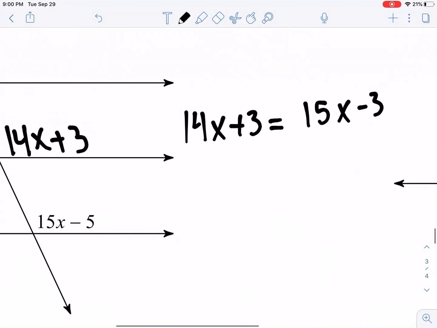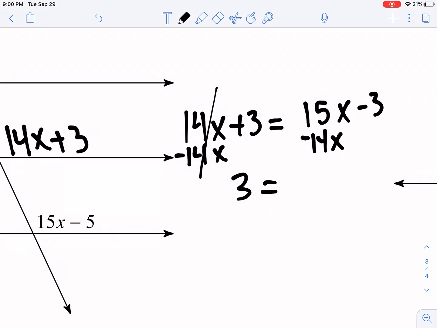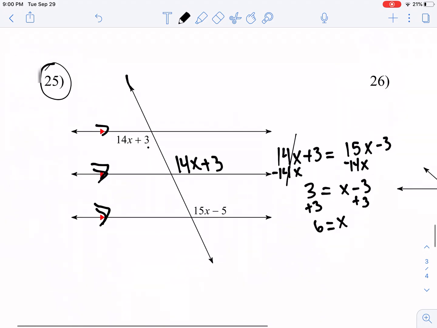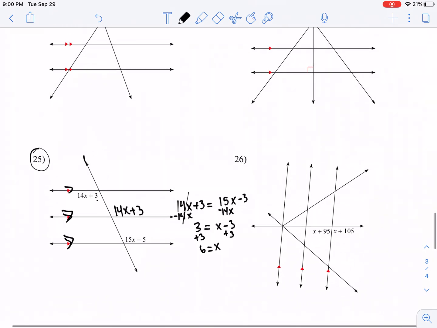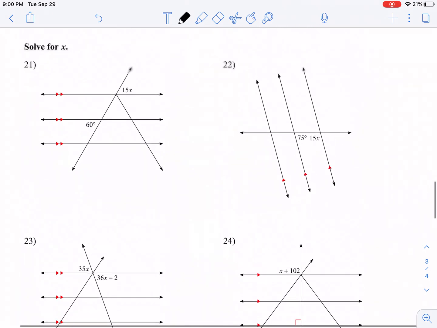Okay, so now solving for x, let's move our x's together. Minus 14x from both sides. Inverses cancel and we get 3 is equal to 1x, or just x minus 3. Add our 3 over and we get 6 equals x. Okay, so we're doing the same thing, it's just that we're solving for x. Let's see if we can find another example to look at.